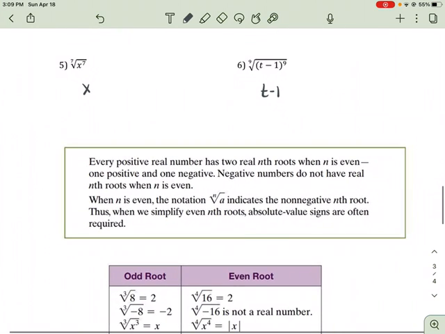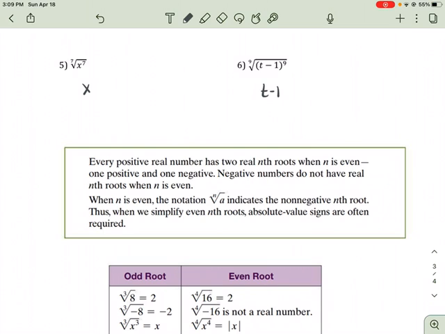All right, now, positive real numbers have two nth roots when n is even, one positive, one negative. We talked about that the other day. Negative numbers do not have real nth roots. So when n is even, the nth root notation indicates the non-negative nth root. Thus, when we simplify nth roots, absolute value signs are often required.